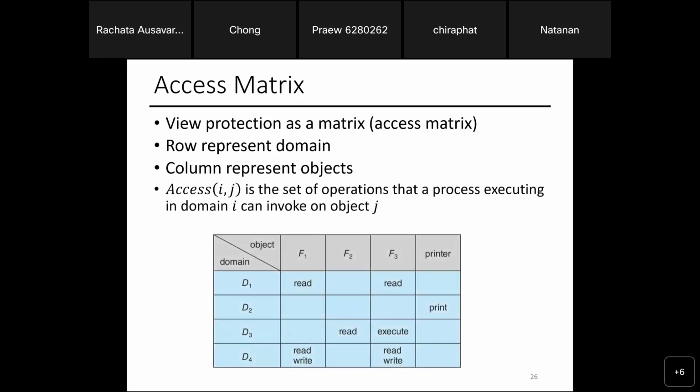Here's one example. I have 4 objects, F1, F2, and F3, and the printer, right? And 4 domains in this case, maybe 4 users, 1, 2, 3, and 4. User 1 can read F1, read F3. User 2 can just print to the printer. Maybe this is like a printing service, right? Which allows domain switch from the user to domain 2, say, hey, print this.